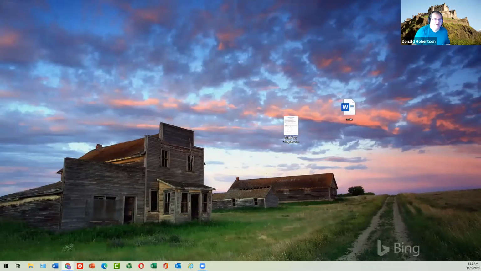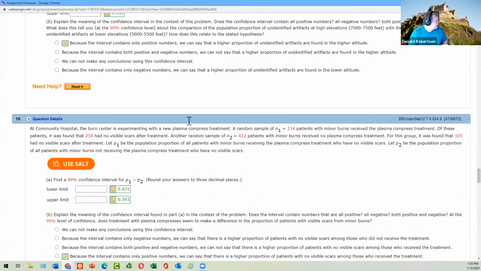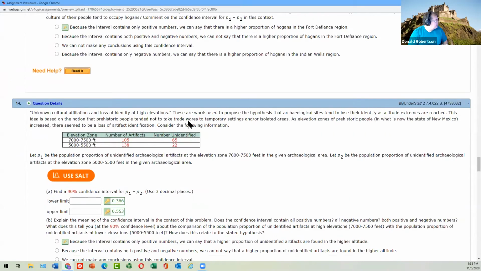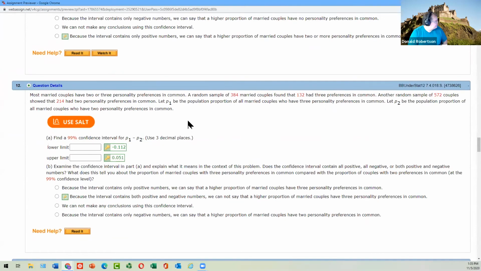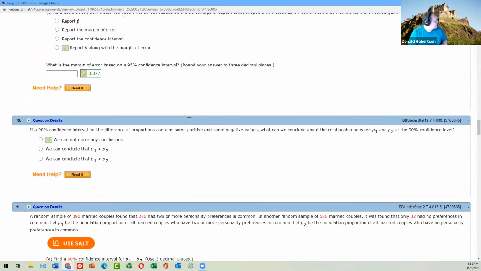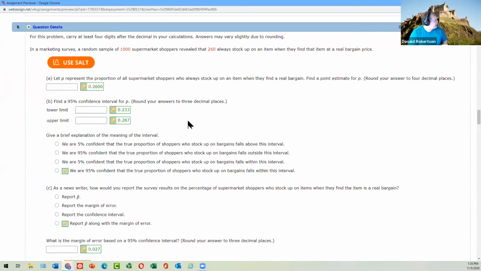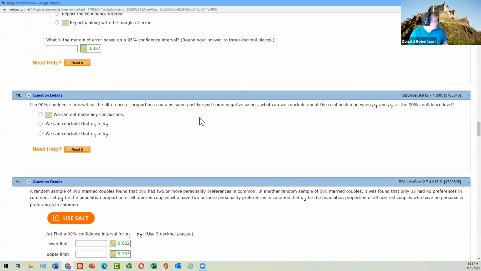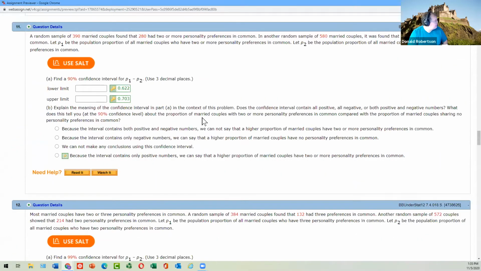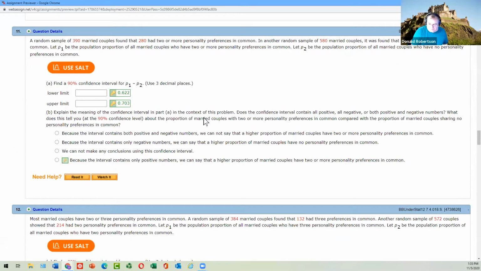Okay, we got them. All right, I found them now. Okay, we are cooking. So let's go back to one of these questions. I've now found a question that is the difference between two proportions, which is what I was hoping for.